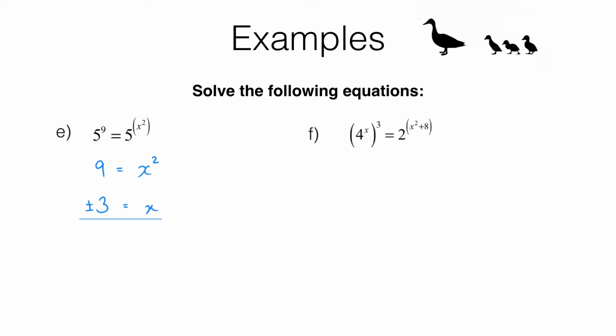Remember, we can always check solutions by substituting them into the original equation. And if you try for yourself substituting x equals positive 3 into the equation, you'll see the equation holds. But if you also substitute x equals negative 3 into the equation, it still holds. And that means positive 3 and negative 3 are both solutions to this equation.